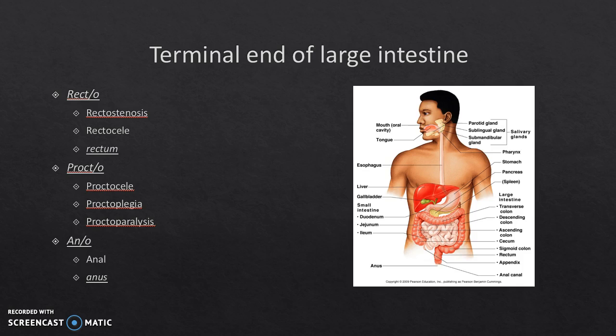So if you go around, the colon's got the ascending, the transverse, and the descending part of the colon. And then you come into this last part, which is the terminal end of the large intestine. And this is recto, procto, and ano, right? These are the terminal end of the large intestine. These are some of the terms that you can use down there, but that's this part right here. You can see here the rectum is right here, and here's the anal canal.